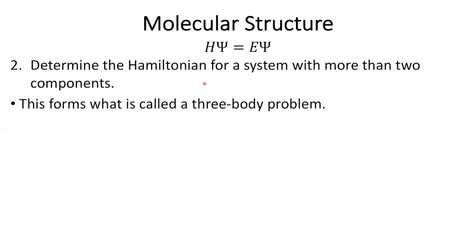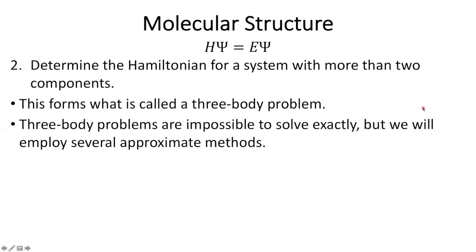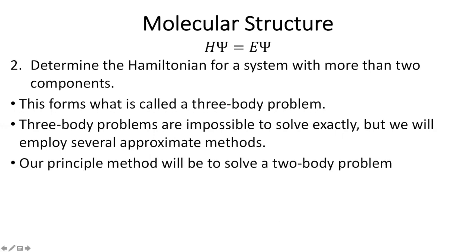When I have three or more components to a system, it turns out that you actually can't solve a three-body problem exactly, which means we need to make use of approximate methods. So I can get pretty close to the exact energy, but you'll never know exactly what the minimum energy is for a three-body problem. So our general approach for approximate methods is going to focus on one of two major techniques.